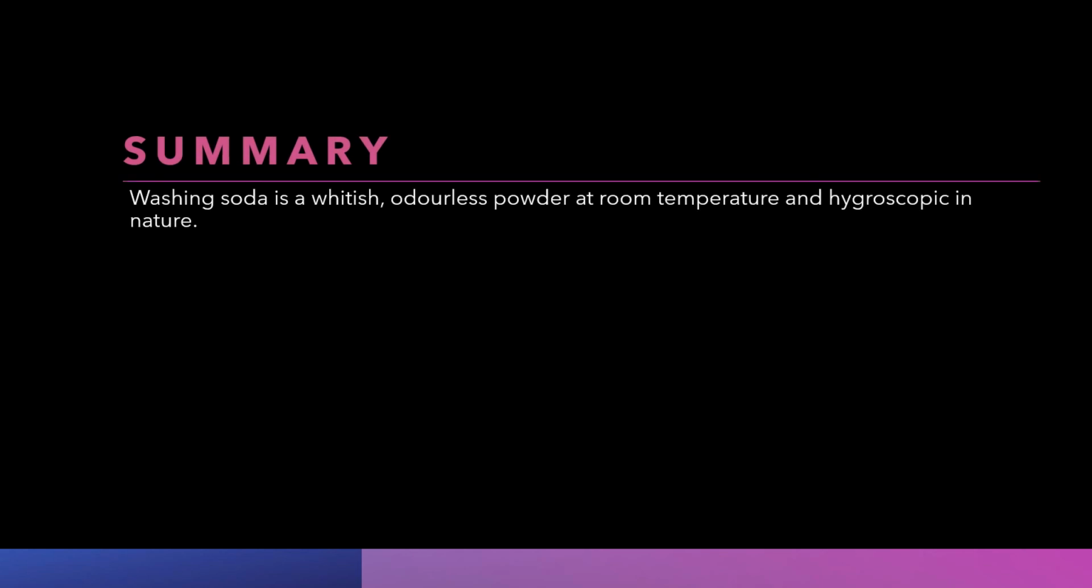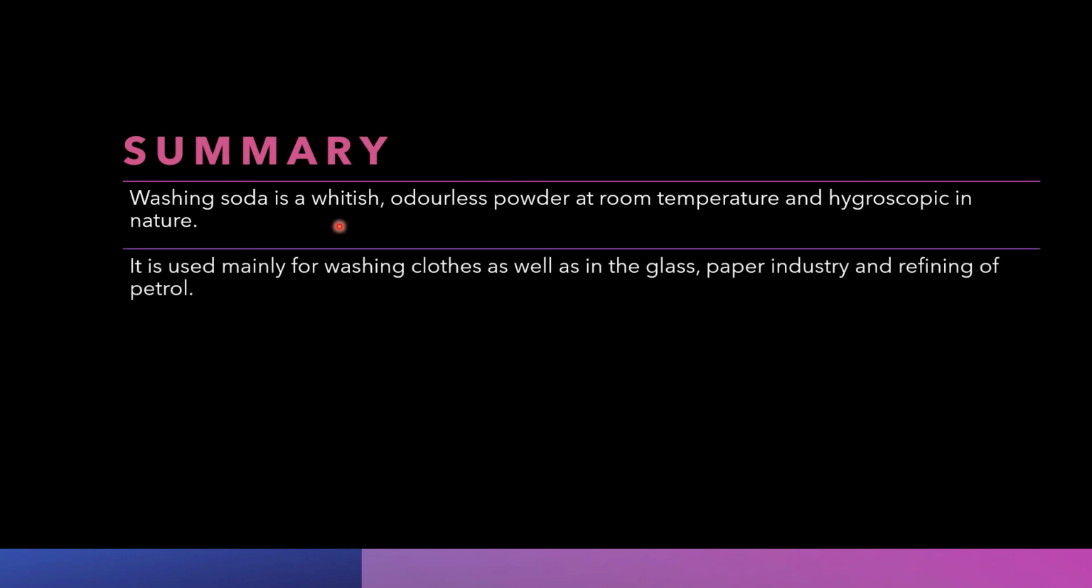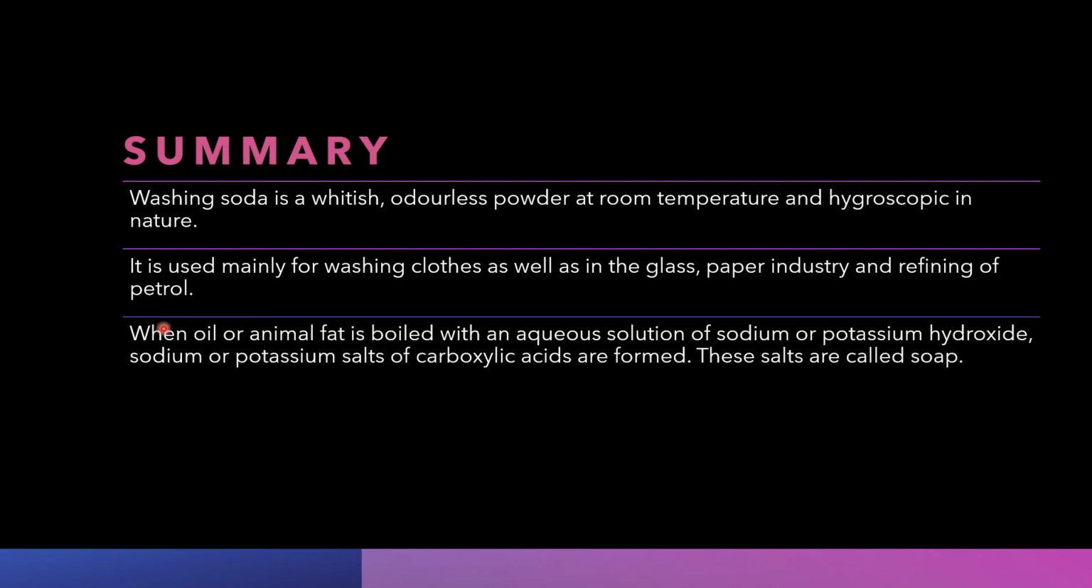Children, it's time to summarize our module now. We have learned that washing soda is a whitish colorless powder at room temperature and has a hygroscopic property. It is mainly used for washing clothes, as well as in glass, paper and refining of petrol. When oil or animal fat is boiled with an aqueous solution of sodium or potassium hydroxide, sodium or potassium salts of carboxylic acids are formed, and these salts are called soap.